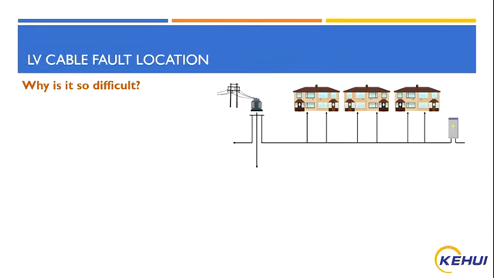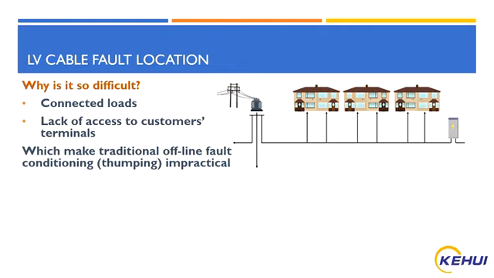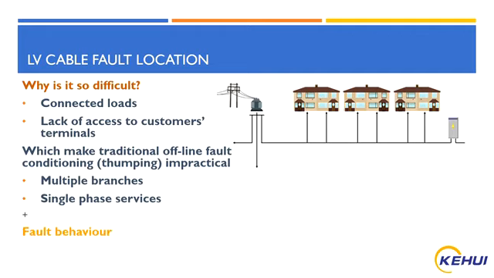So why is fault location on these systems so difficult? First of all, the loads are permanently connected to the cable, and the lack of access to the consumer's premises means it's very difficult to isolate the cable. This makes the use of traditional offline fault location using surge generators impractical. In addition to this, there are multiple branches, any one of which may have become faulted, single-phase service cables, and, above all, we have the behavior of the fault.